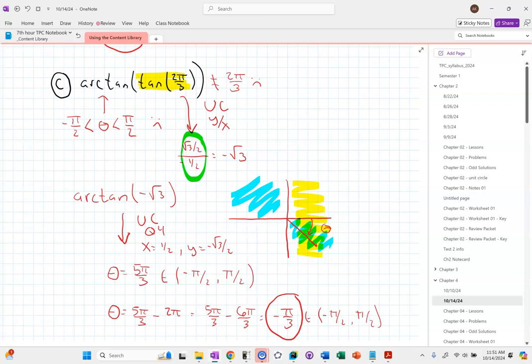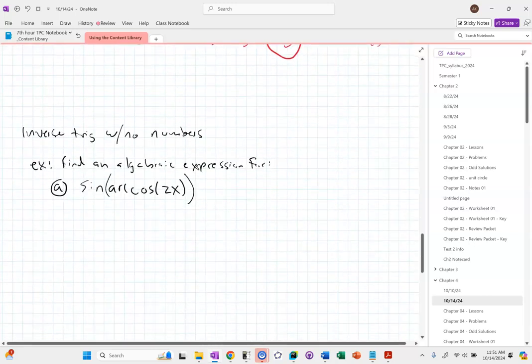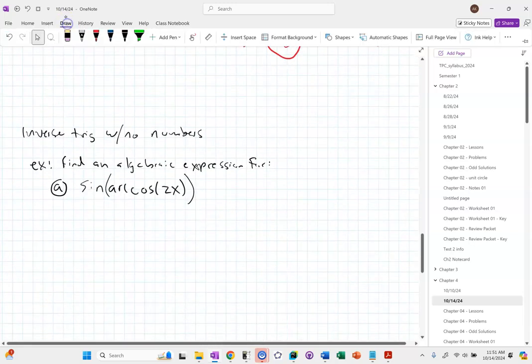Sure. One more type of problem to show you. What if we have this same kind of composition of a trig and an inverse? But this time we don't have numbers, we have some algebraic expression in it. So for example, what if we have sine of arc cosine of 2x? The directions here are asking for an algebraic expression, so that means that our answer can have variables in it. That's okay.